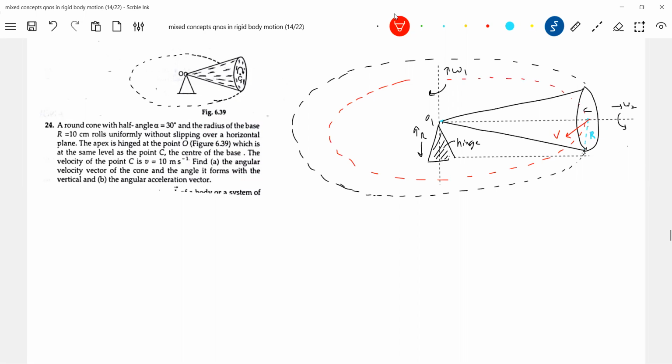So that center of mass will be moving at a height r above the ground in a circular path. Let small l be the length of the cone, O1C. So what is O1C? The height of the cone. Okay, these are the assumptions we are making. Okay, let's come to this one. Don't bother anything, don't get scared.